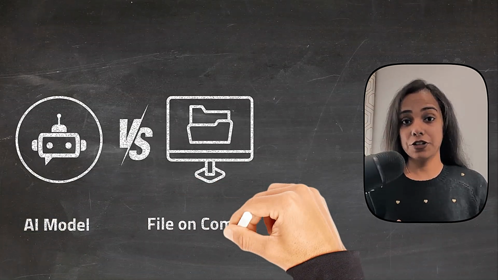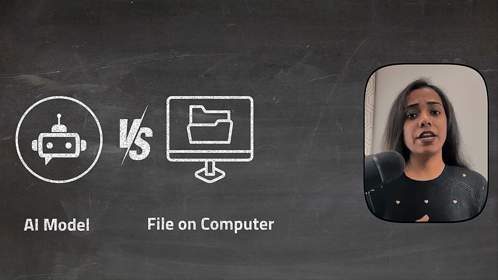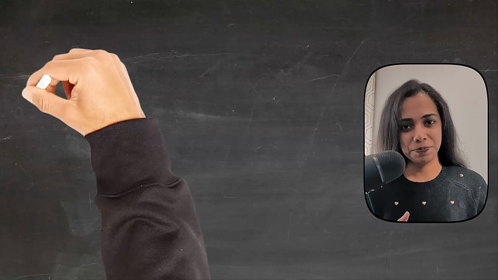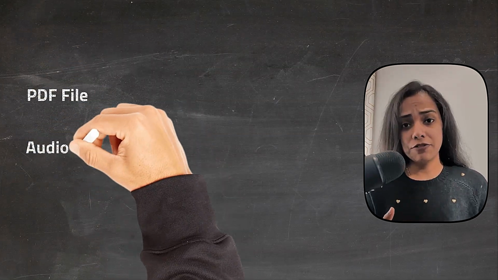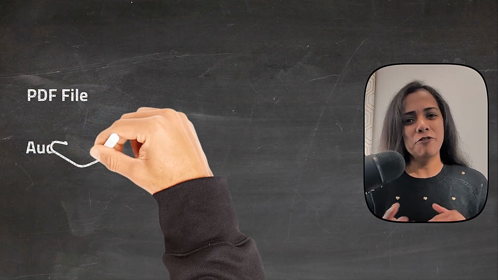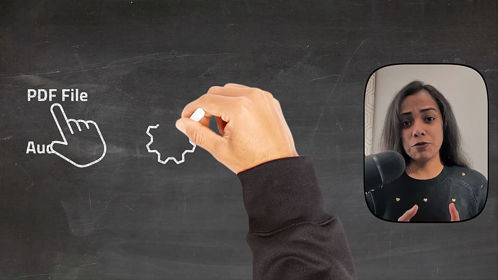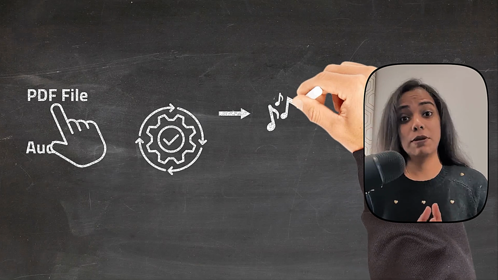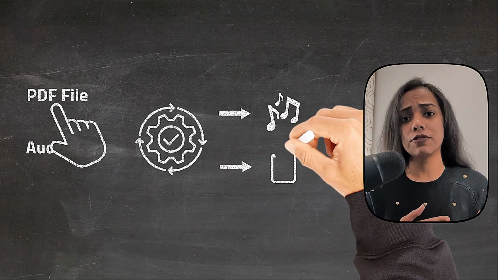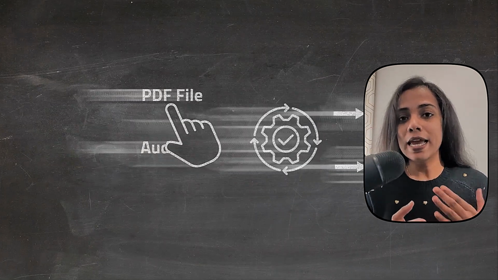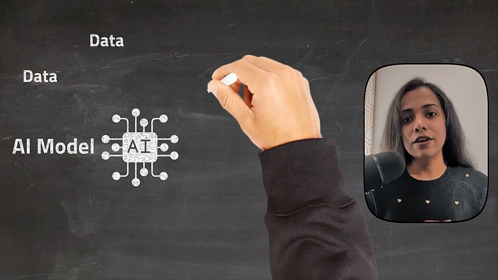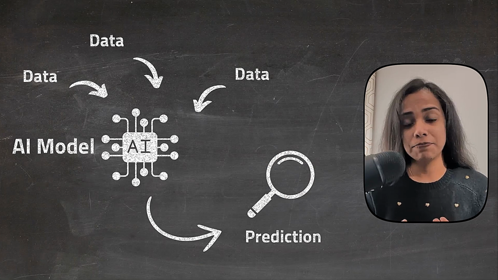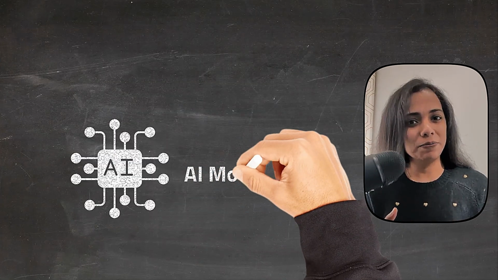To elaborate further, the comparison of an AI model to a file on your computer is quite nuanced. A file like a PDF or an audio file, when you click on it, there is a software that reads these files and it'll either play music or display the PDF, and you can read the contents of the PDF on your computer. An AI model, on the other hand, requires data to get triggered and make predictions. So what's inside this model?